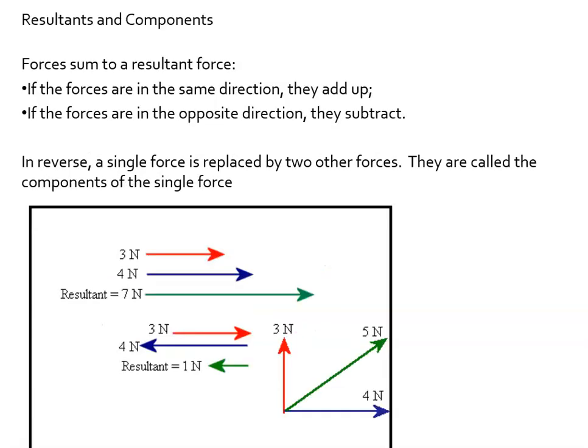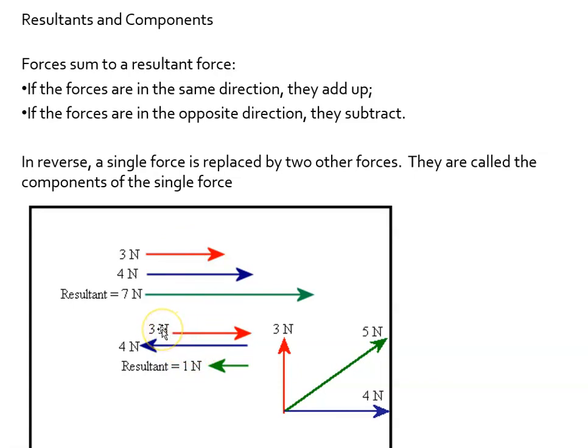All right, and this is a tiny bit of math just to understand the things that we were just talking about. Forces sum to a resultant force. If the forces are in the same direction, they add up. If the forces are opposite, they subtract. In the reverse, a single force can be replaced by two forces, which are called the components. Right here, we have two forces. The red one is being pushed 3 newtons from left to right. This one is 4 newtons from left to right. And the resultant, if we were doing the math, would be 7 newtons left to right. Being that these two are moving in the same direction, we add them up. Now we have two that are going in opposite directions.